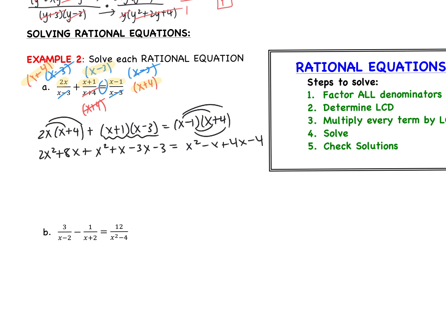Now we need to simplify. If I simplify everything on the left side, I get a 2x squared and an x squared is 3x squared. 8x, x, and negative 3x is 6x. And then we have the minus 3. Right side gives us x squared plus 3x minus 4. Okay, what do I do from here?